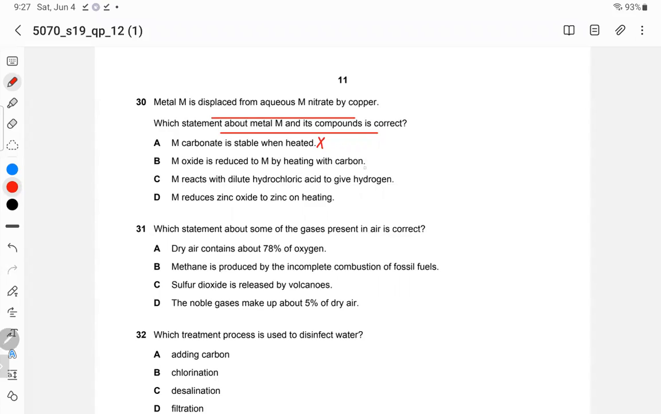M oxide is reduced to M by heating with carbon. Yes, it can be correct. M reacts with dilute hydrochloric acid to give hydrogen. No, it is wrong because it's lower in reactivity than copper, and copper does not react with the acid, so M does not react with acid either. Is this understandable? Yes, sir. M reduces zinc oxide to zinc. No, M cannot displace zinc from its oxide because M is less reactive. So B is our correct answer.